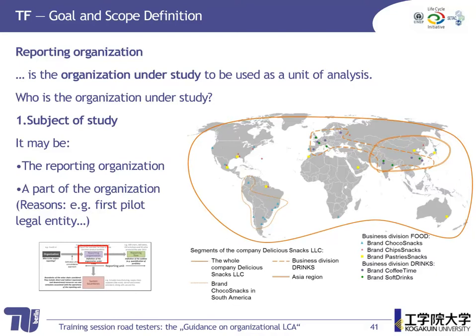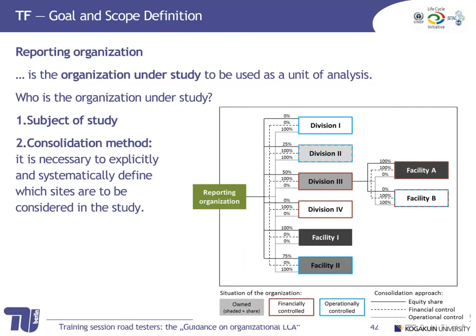Okay, this is the first element that we need to define when defining the reporting organization, the subject of study. The second part is that we need to define the consolidation method. It is necessary to explicitly and systematically define which sites are to be considered in the study. When the company has other legal entities inside the company and there are different relations, and the company has both other companies and this type of situation, it is necessary to define exactly what we mean by the organization, and it is necessary to select which consolidation method we will use. It means if we will use equity share or financial control or operational control.